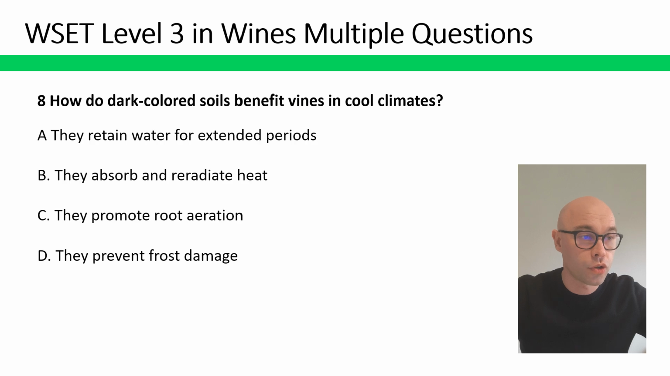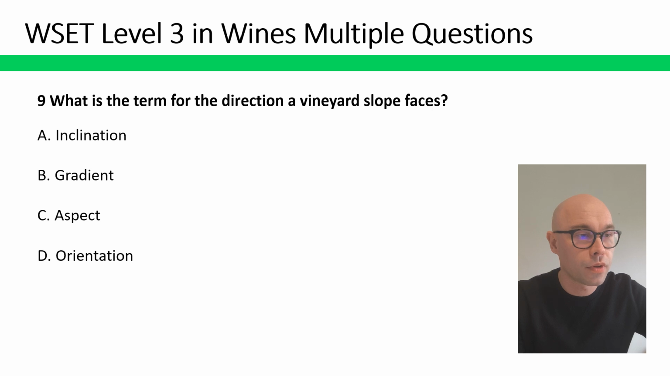How do dark colored soils benefit vines in a cool climate? They retain water for extended periods, they absorb and radiate heat, they promote root aeration, they prevent frost damage. The correct answer is B, they absorb and radiate heat. So this is a benefit of this kind of soil in a cool climate, where soil can provide additional sunlight and heat.